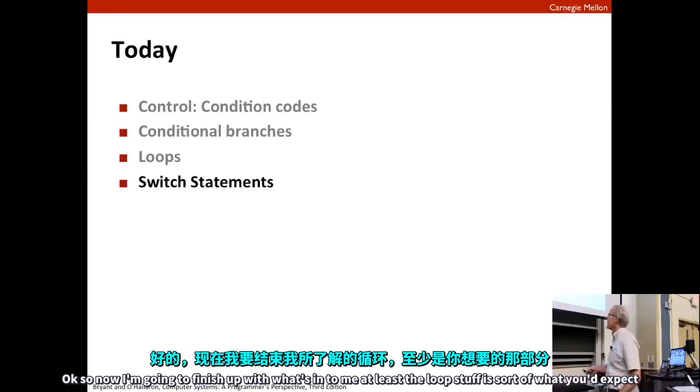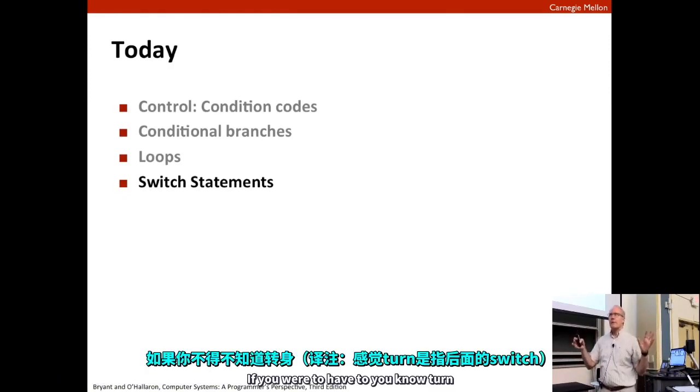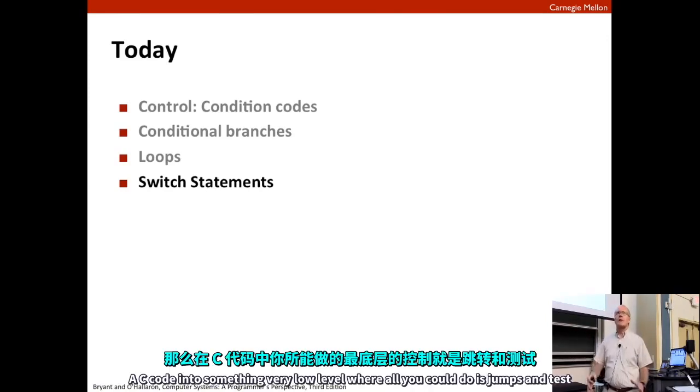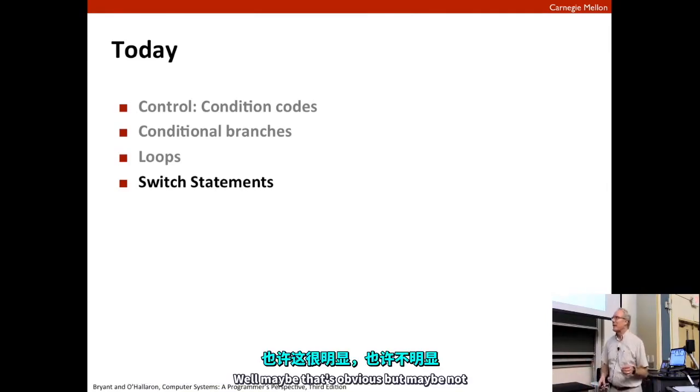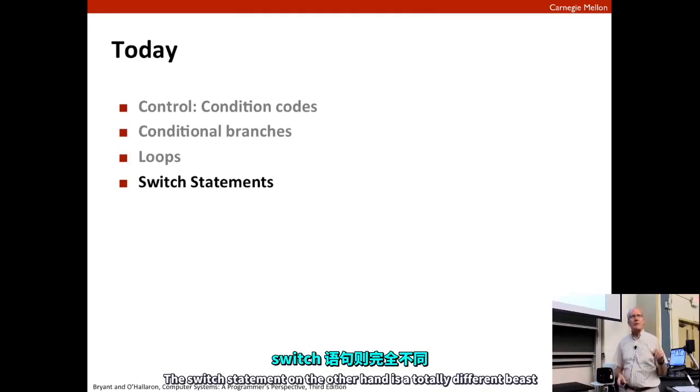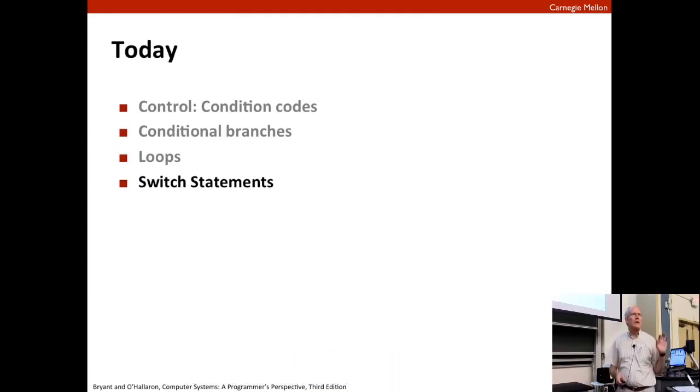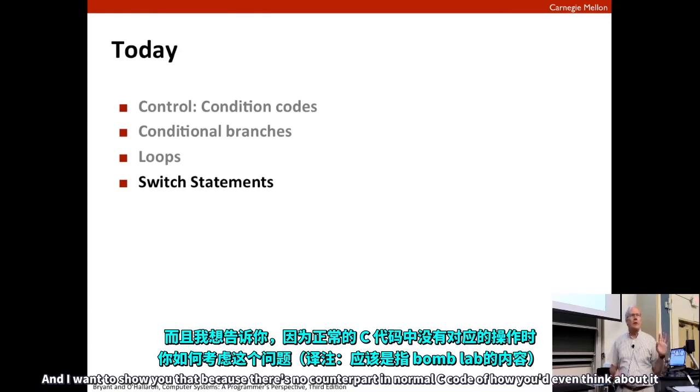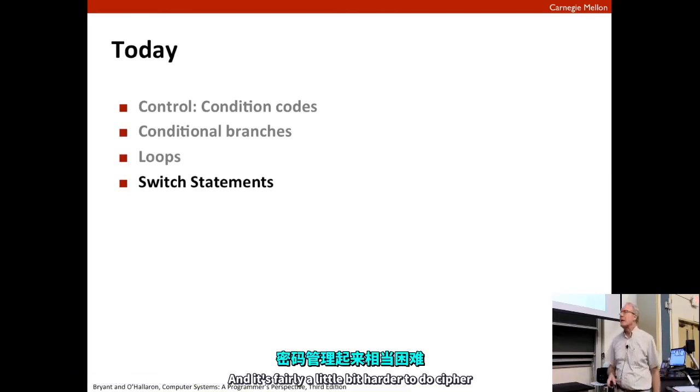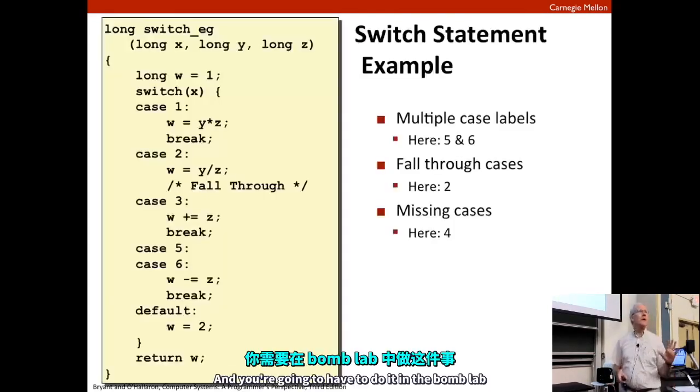Okay, so now I'm going to finish up with what, to me at least, the loop stuff is sort of what you'd expect if you had to turn C code into something very low level where all you could do is jumps and tests. Well, maybe that's obvious, but maybe not. The switch statement, on the other hand, is a totally different beast. And I want to show you that because it has no counterpart in normal C code of how you'd even think about it. It's a little bit harder to decipher, and you're going to have to do it in the bomb lab.